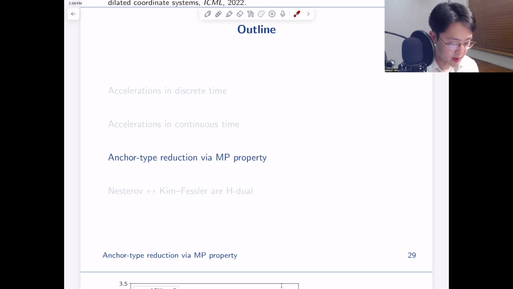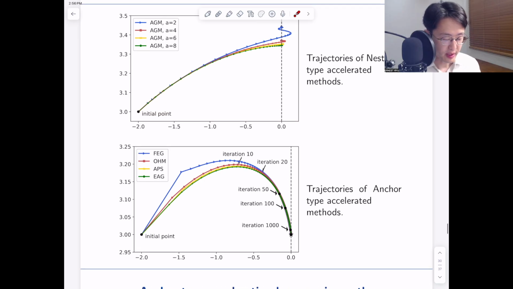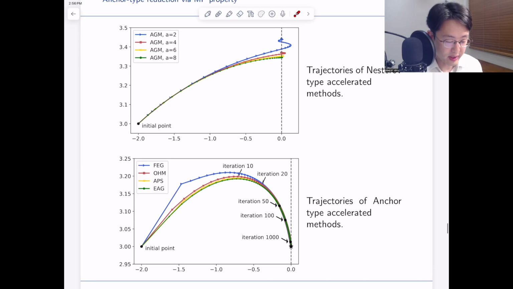So the first thing that I've done is motivated by this simple experiment. Let's look at this experiment first. Here I'm solving a two-dimensional convex minimization problem, and this dotted line denotes the set of solutions. So this is an optimization problem where the solution is not unique.